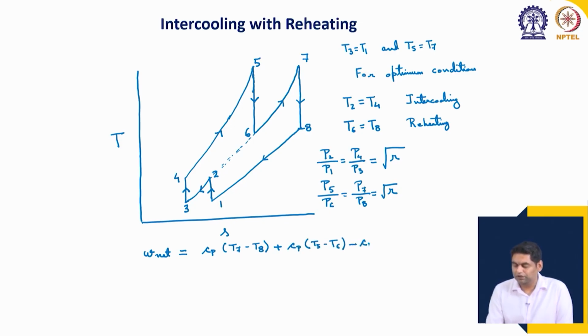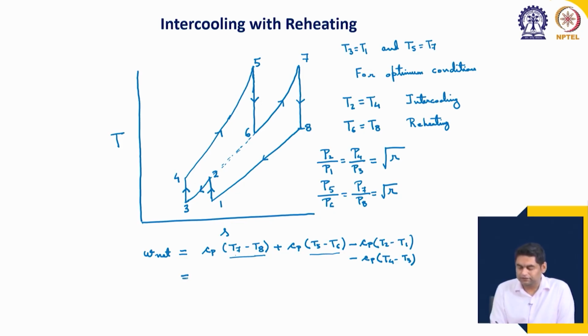minus work input to the low pressure compression Cp T2 minus T1 minus work input to the high pressure compression Cp T4 minus T3. Okay. Because T7 minus T8 is equal to T5 minus T6. Remember, T7 is equal to T5 and T8 equal to T6, which we have established just a few minutes back.